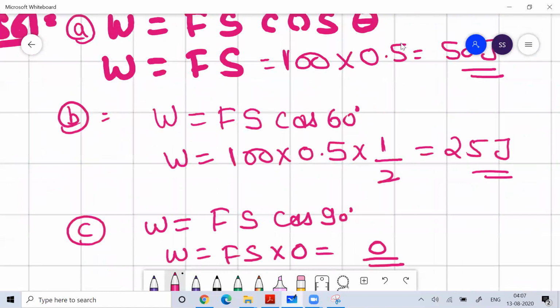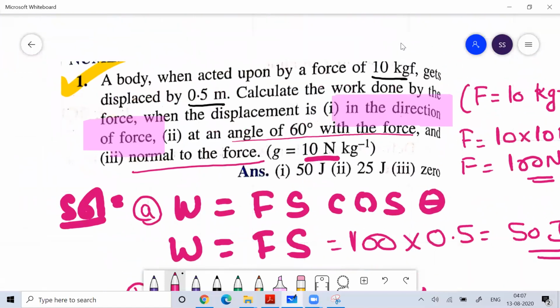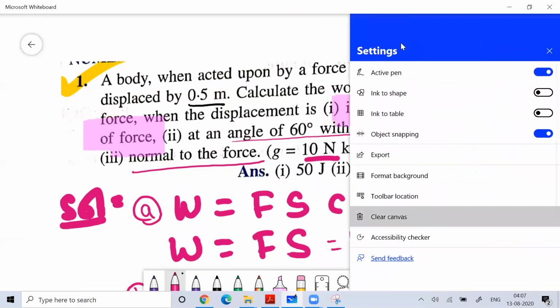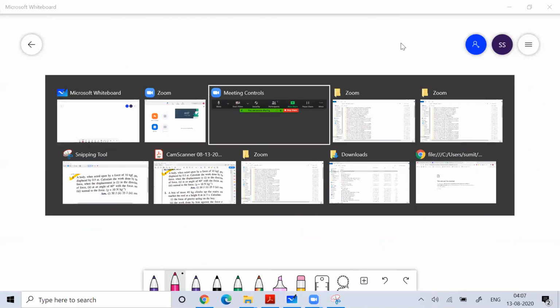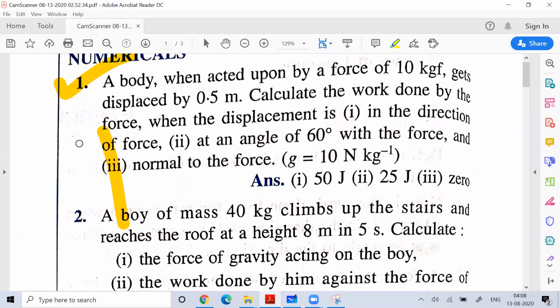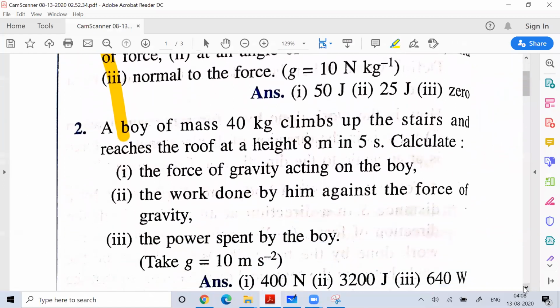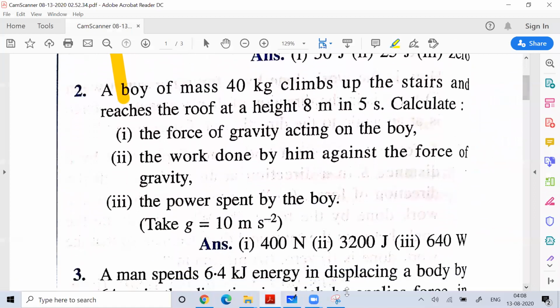Fine. So this is numerical one. I hope you would have understood this very easy problem. So we'll do the second problem. Let me first take the question. One by one, I'm just taking questions. So this is the second problem.